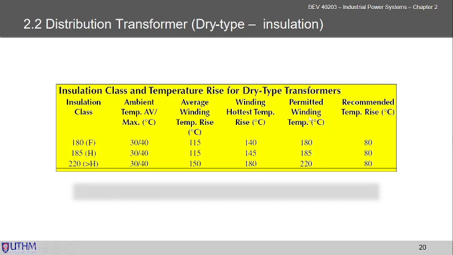So this is the permitted winding temperature, the final temperature. How to obtain it is the hottest temperature plus the maximum ambient temperature. Then you get 180 here. For example, 185 is 145 plus 40, and 220 is 180 plus 40. So this depends on the hottest temperature and the maximum ambient temperature. That's why the recommended temperature rise is normally at the average, 80 only.